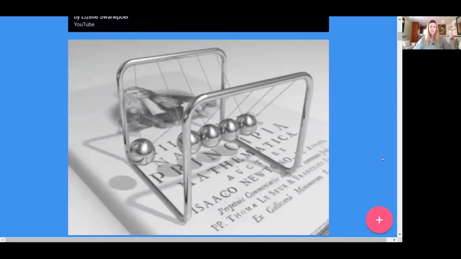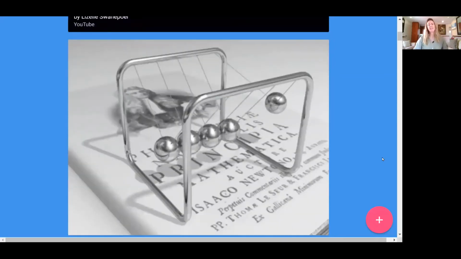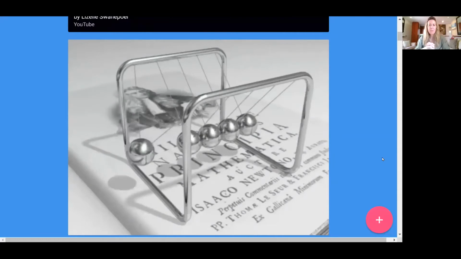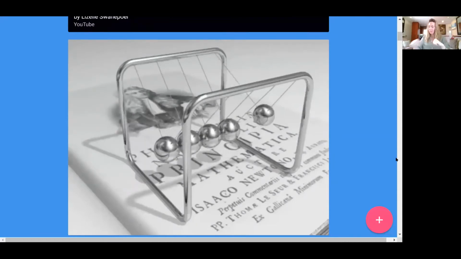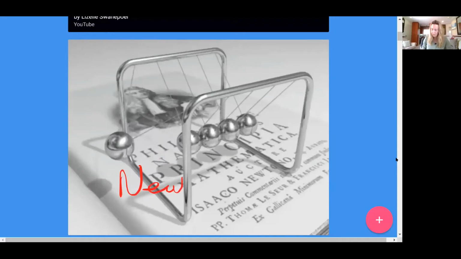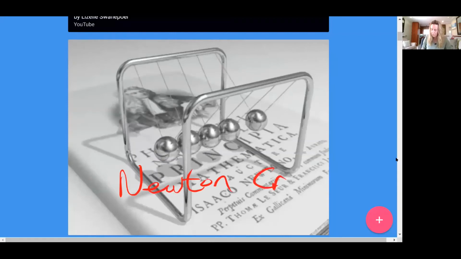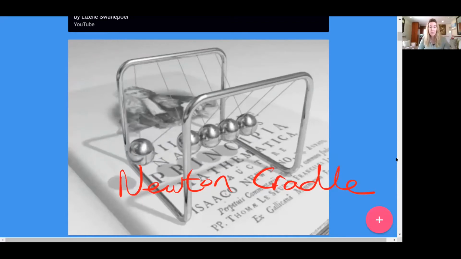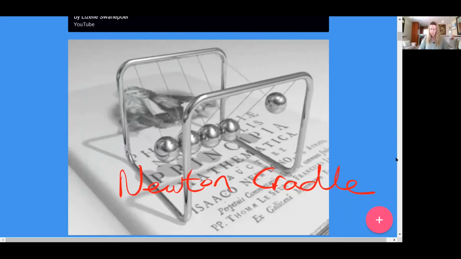So today, what you're looking at here is us jumping in to our episode on momentum. This, of course, is a Newton's cradle. It's also called an executive ball kicker, and this device illustrates the conservation of momentum, which you will learn all about as we go through our series of videos.